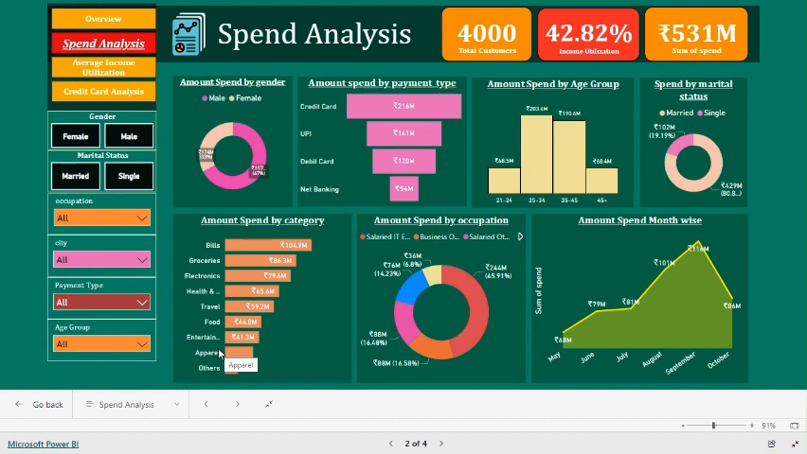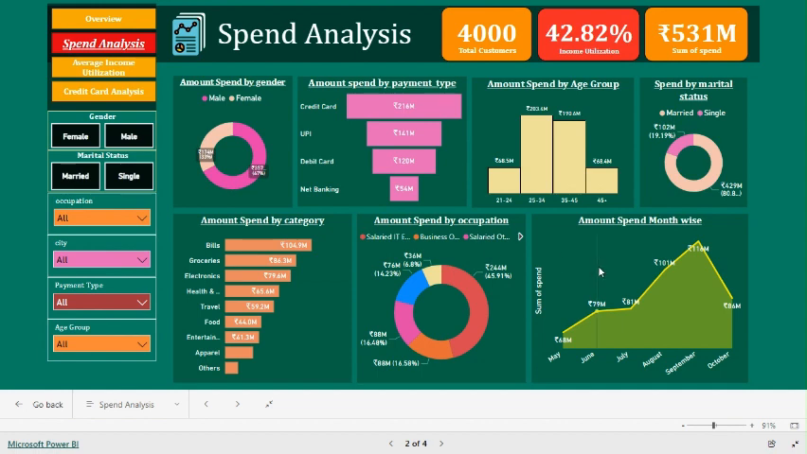Apparel and others are the bottom two categories with the least amount spent on them. Salaried IT employees spend about 45.91%, quite a larger chunk of the total money spent, with about 244 million rupees spent by salaried IT employees alone. Government employees spend the least, only 6.8% of the total spending made by all the customers, about 36 million rupees spent by government employees only.